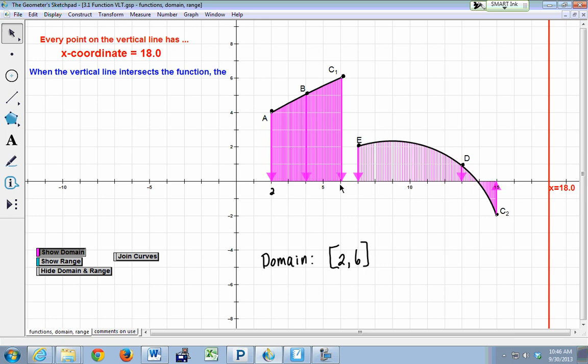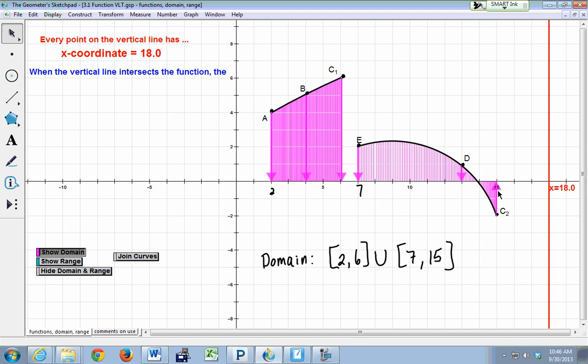Then what happens? We take a little rest. This function is not defined from 6 to 7. There's no output values from 6 to 7. So that interval, all the x values on that interval, union with what's next. How would I describe the next interval? Where do I start? 7. And I go up to 15, right? So that's how I would define the domain.